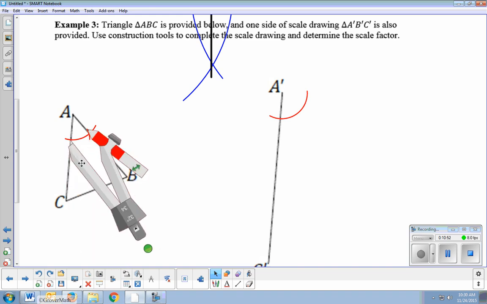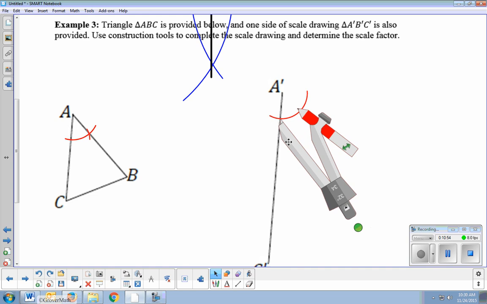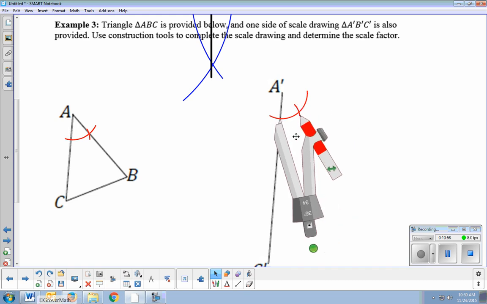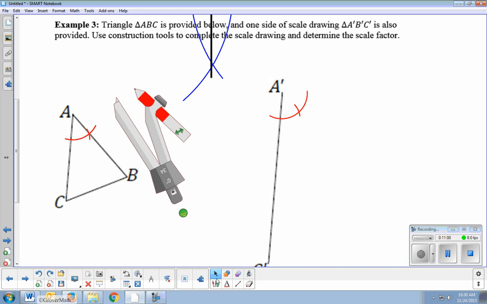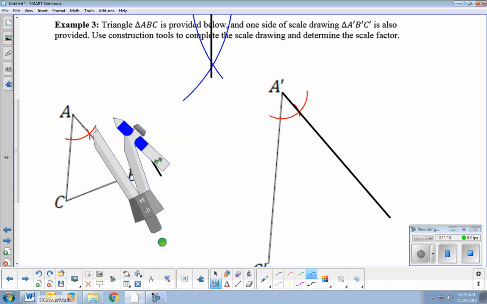And make a little slash, because we always have to make the slash for measuring. And do the same thing there. So that's one angle copied. Okay, now let's measure, and then I can connect those points with my straight edge. Right there. And let's do the other one.